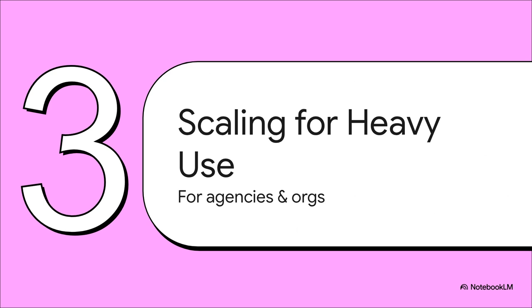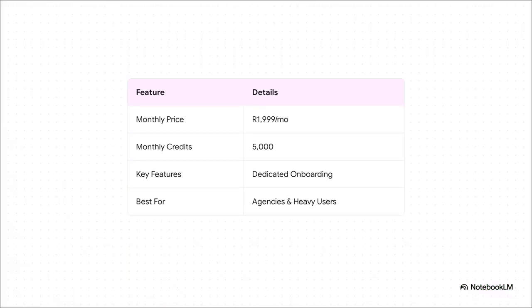What if you're an agency creating content for a dozen clients, or a big organization where AI is running constantly in the background? Well, that's where the power user plans come in. The agency plan is, well, built for serious volume. For $1,999 a month, you get a whopping 5,000 AI credits.